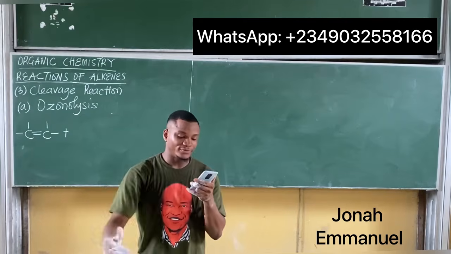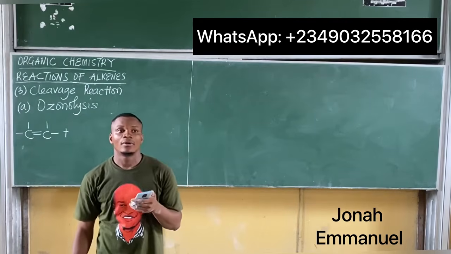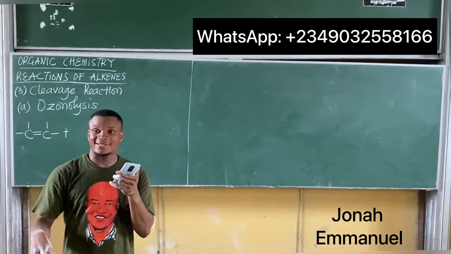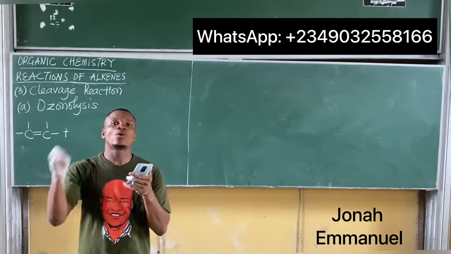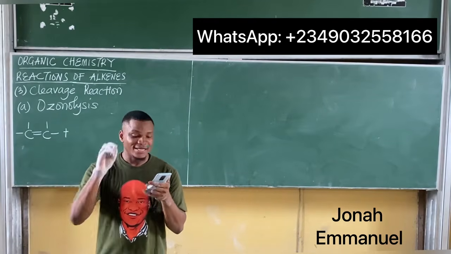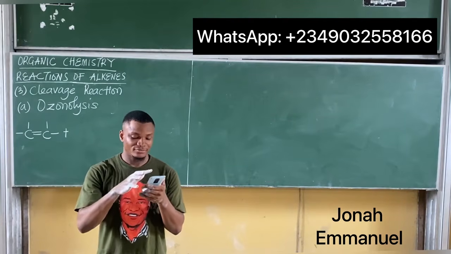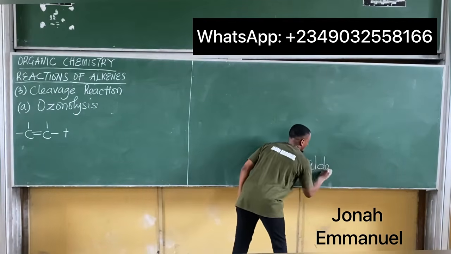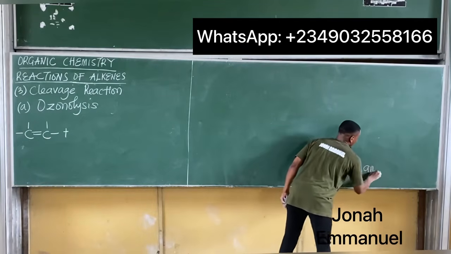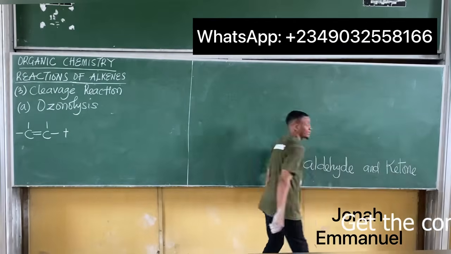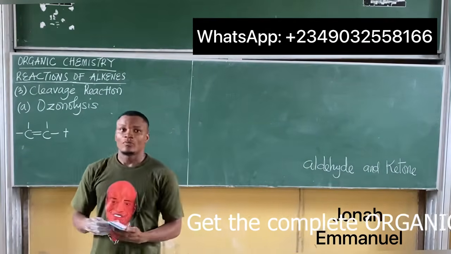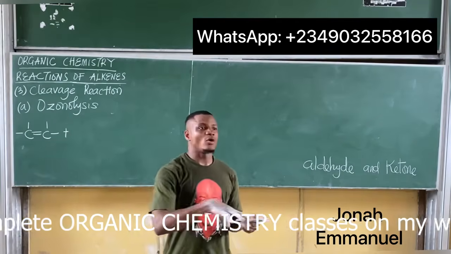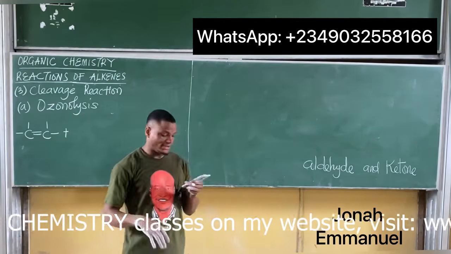Which on further reaction with zinc dust and water results in the production of an aldehyde and a ketone. So ozone combines with an alkene to give you an ozonide, which reacts with water and zinc dust to give you what there? An aldehyde and a ketone.